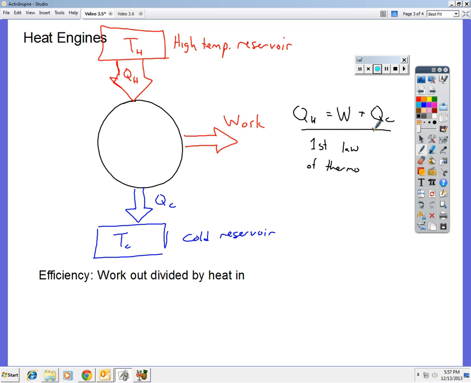And also, there's the idea of efficiency. A really useful engine, for all the energy you put in, will get most of that out as work and not have to lose very much heat to the cold reservoir. And we define efficiency as W divided by Q in. You need to know that. There are some limitations on how great the efficiency can be, and we'll see those in the next video, but for now you just need to know the definition.